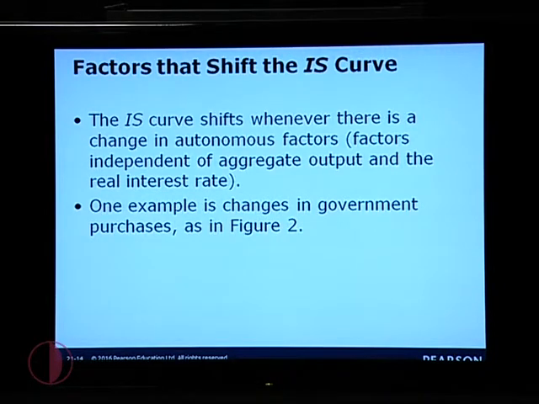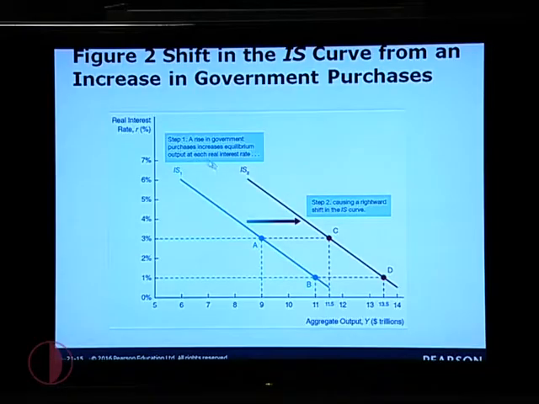Factors that shift the IS curve. Here we can consider the IS curve shifts whenever there is a change in autonomous factors independent of aggregate output and the real interest rate. One example is change in government purchases, as in figure 2 we can see. A rise in government purchases increases equilibrium output at each real interest rate. Look at point A, at point B.